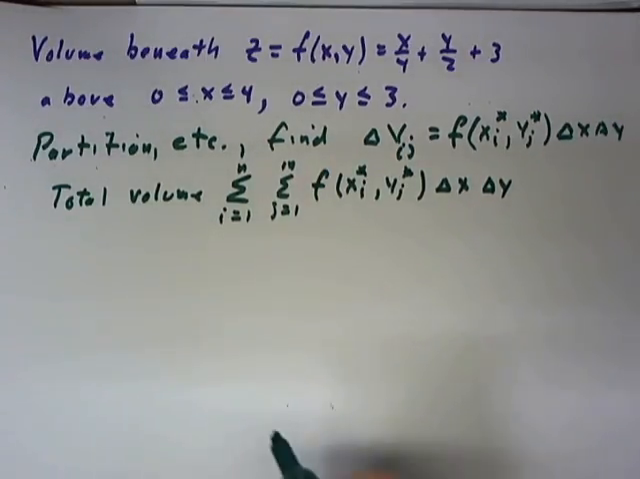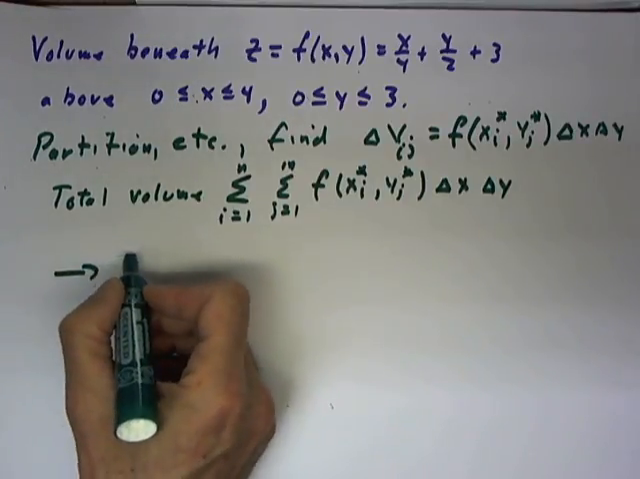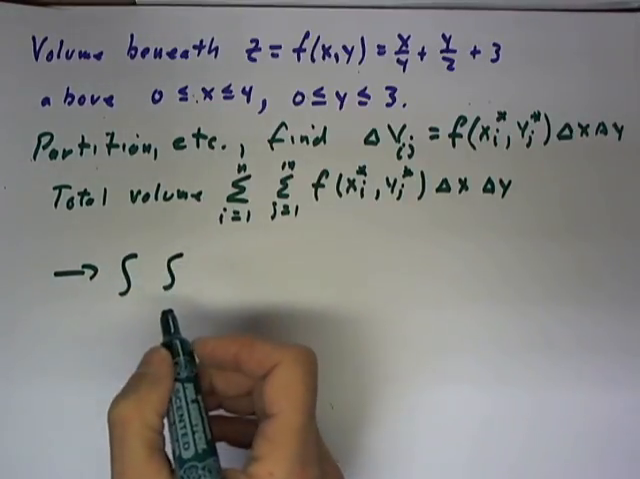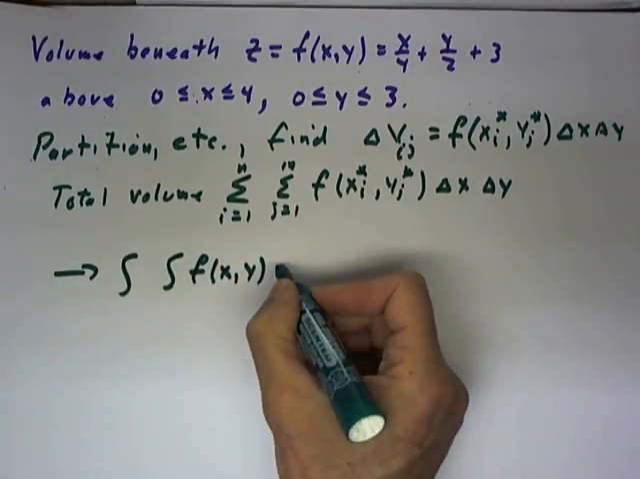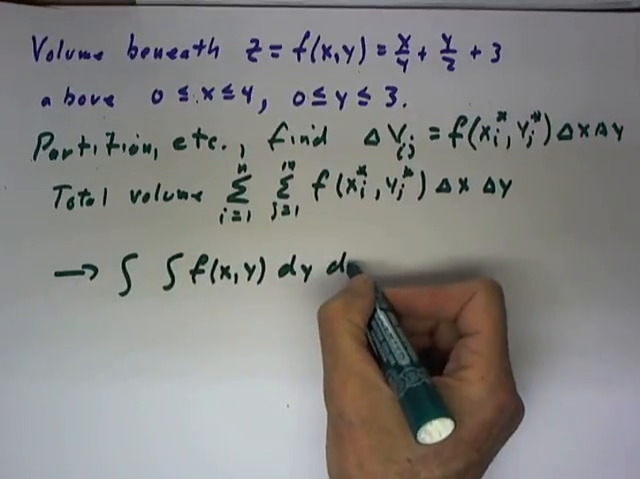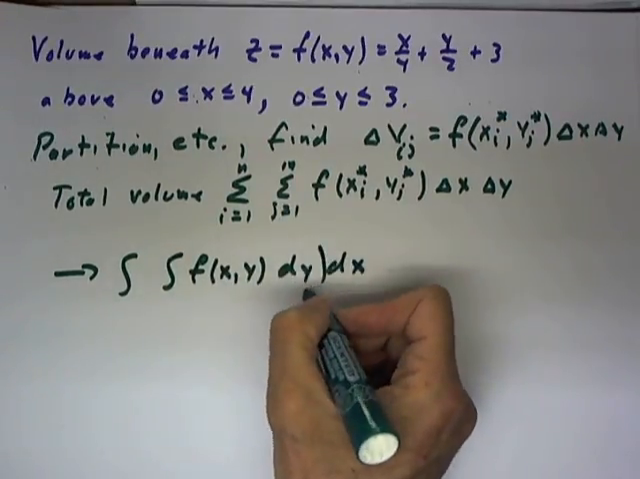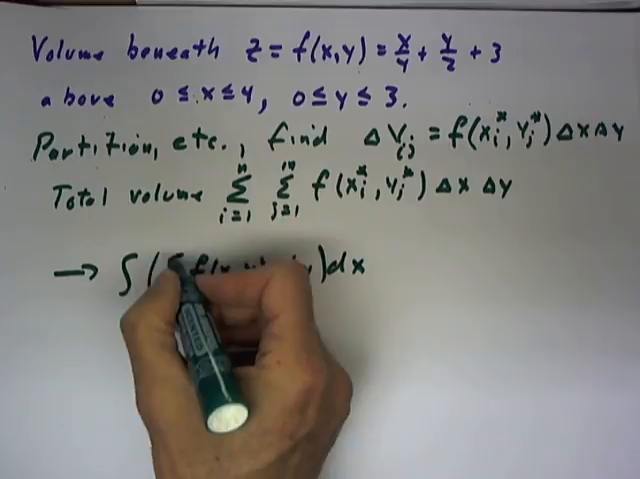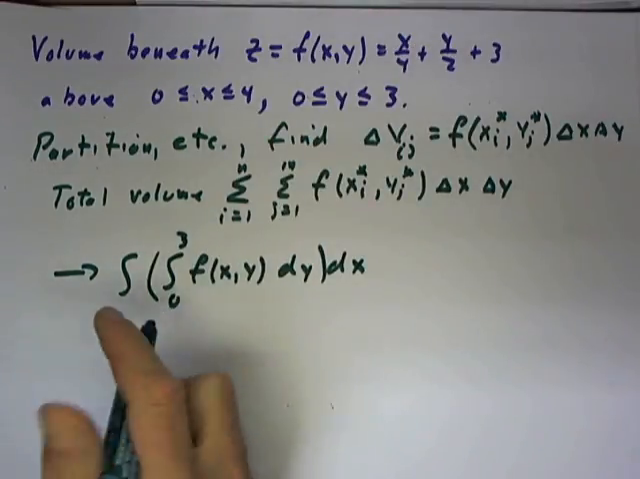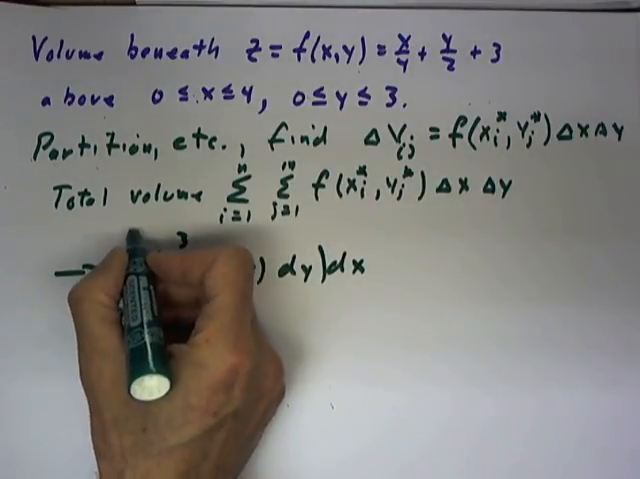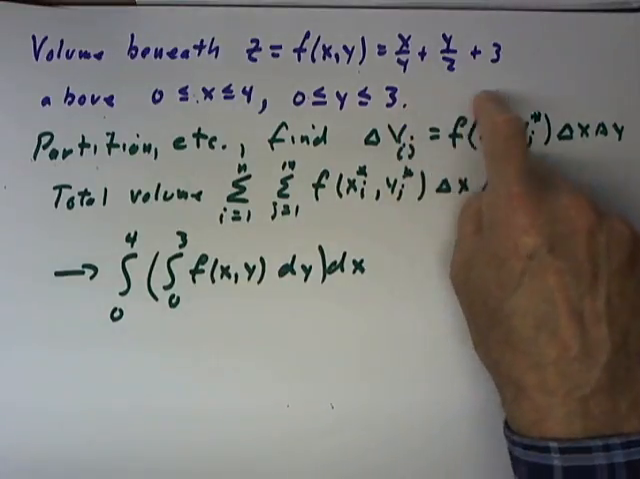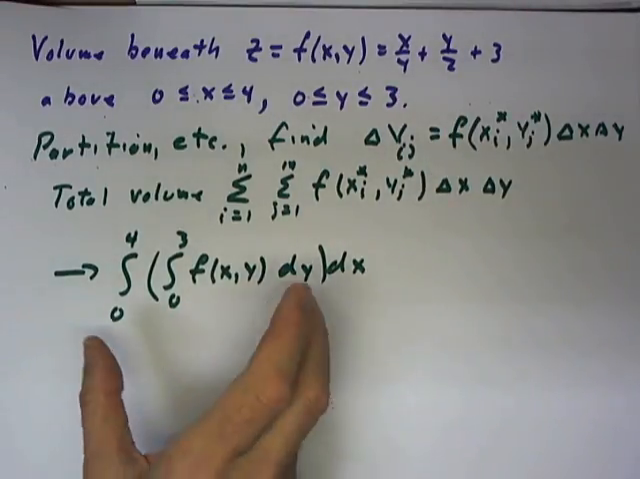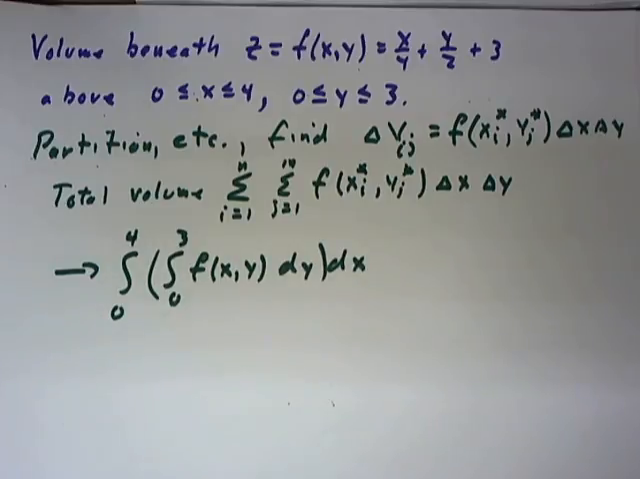And without being too formal, we're simply going to assert that that approaches the double integral of f of xy dy dx, where our y interval goes from 0 to 3 because we partitioned the interval from 0 to 3, and our x from 0 to 4. It would now be easy to plug our expression for f in here and perform the integral. I'm not going to do that.